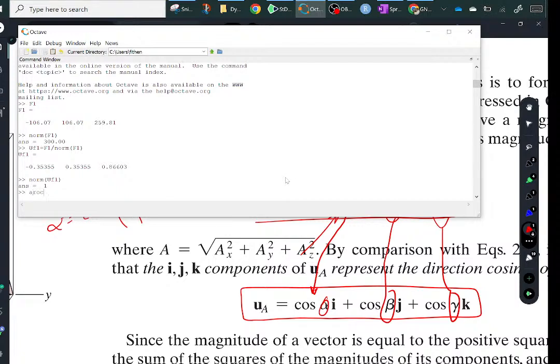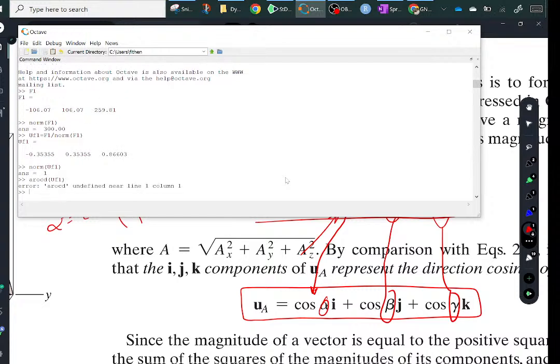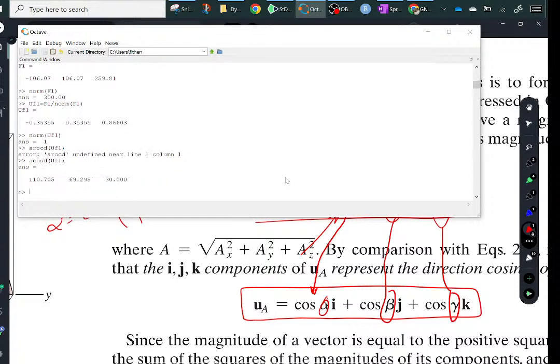arc cosine degree of UF1 and outputs. Well, first of all, I don't know how that happened. Arc cosine degree. Okay. So just like that, you get the answers: 110.7 something, 69, and 30.